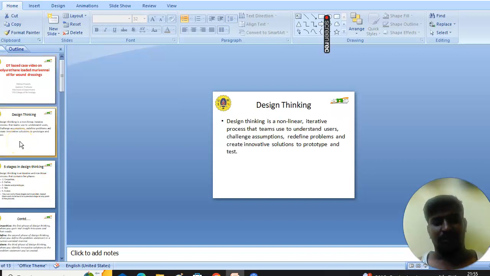Before going to the topic, we will see what design thinking is. Design thinking is a non-linear iterative process that teams use to understand users, challenge assumptions, redefine problems, and create innovative solutions to prototype and test.